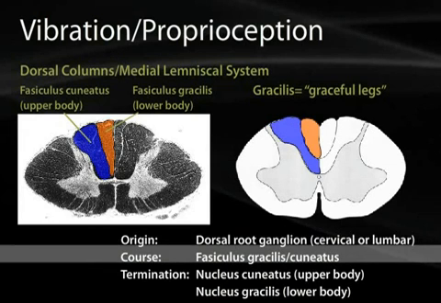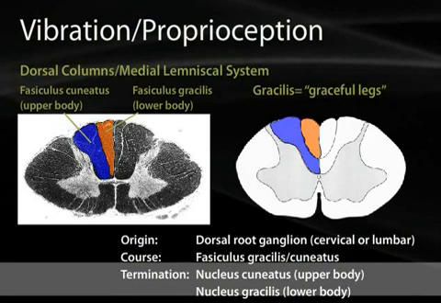Well, it travels through fasciculus gracilis or cuneatus, as I just told you. And where will it terminate? Well, it'll go all the way up to the brainstem, and it will terminate in the nucleus cuneatus if the information is coming from the upper body, or it will terminate in the nucleus gracilis if that information is coming from the lower body.